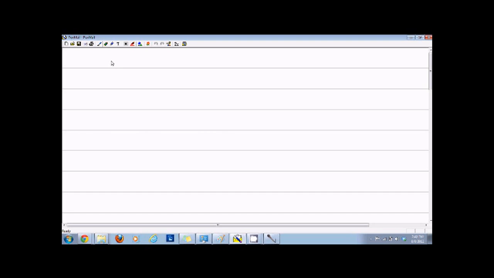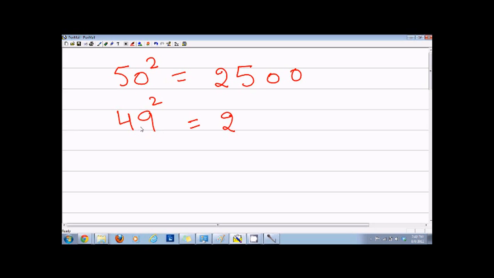For example, let's start with 50 itself. If I have 50 and I want to square it, I will just write 2500. Now if I want to take a square of 49, then all I will do is subtract 1 from 25 because 49 is 1 less than 50, so I will say 24 and then write the square of 1, which is 1.